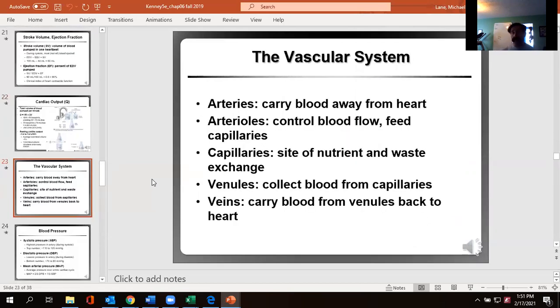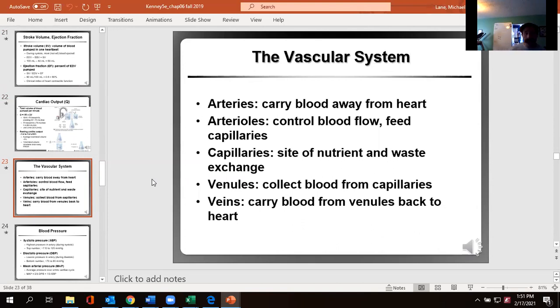Now, we then have our vascular system. This is going to be made up of those arteries right after the aorta, which are the big channels that can deal with a high amount of pressure. Then we have our arterioles, which are smaller, and this is where we're really going to control blood flow to capillaries by vasodilation or vasoconstriction. Capillaries are where we're actually going to have gas exchange, nutrient exchange, etc. This is where things are really getting taken care of.